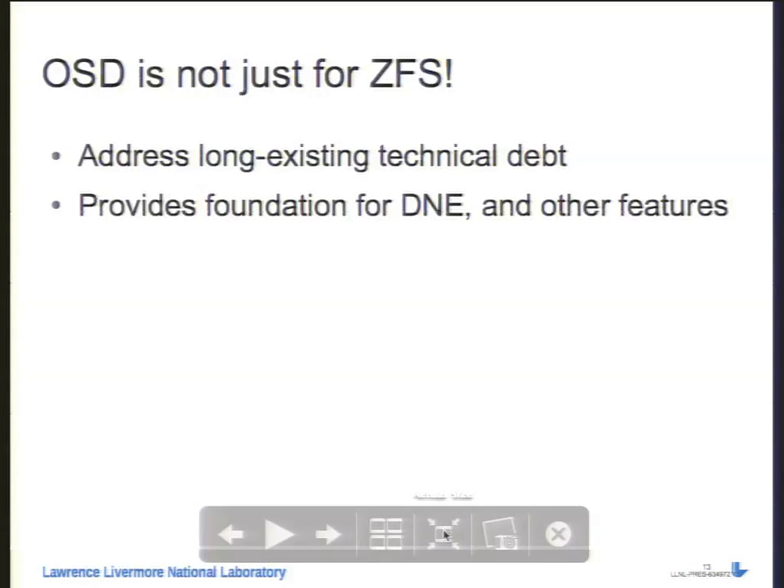I'd like to point out that OSD is not just for ZFS. If it was just for ZFS, we probably could have taken some shortcuts and made it a lot easier on ourselves. But the OSD work actually addresses a lot of technical debt that's existed in Lustre for years. It enables a lot of new features that you're going to see come down the pipe. The DNE work in 2.4 requires the OSD work. If people want to use Btrfs in the future, a lot of people have shown some interest in that, Btrfs would need this work to be completed as well.